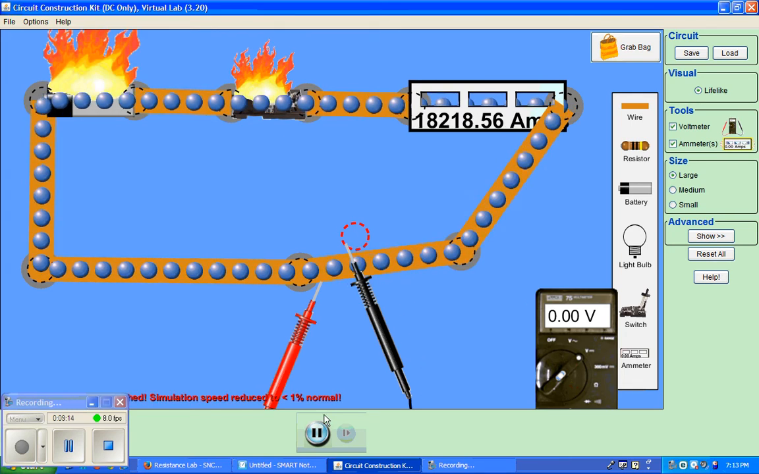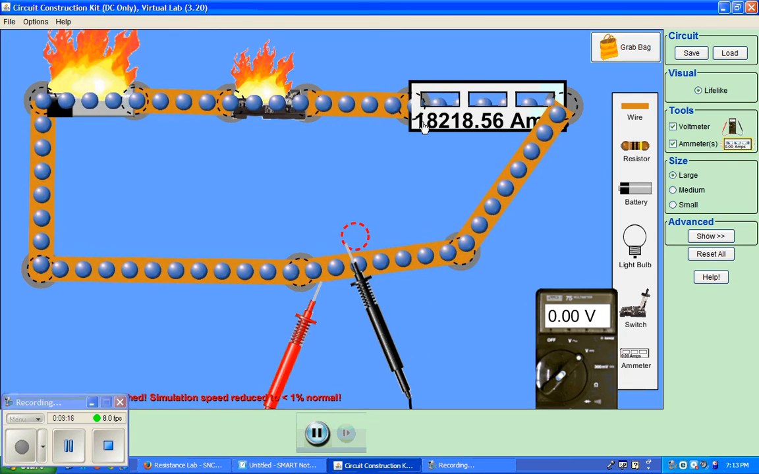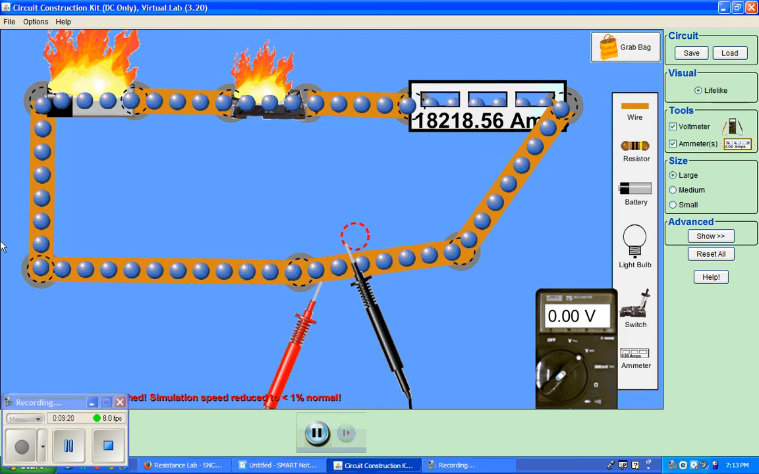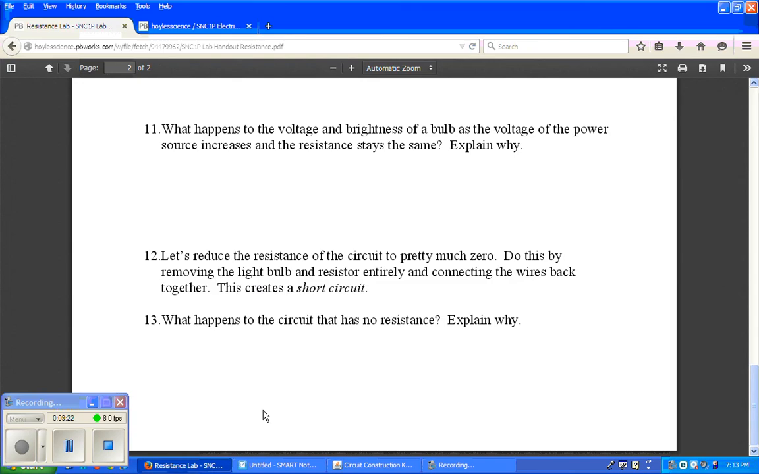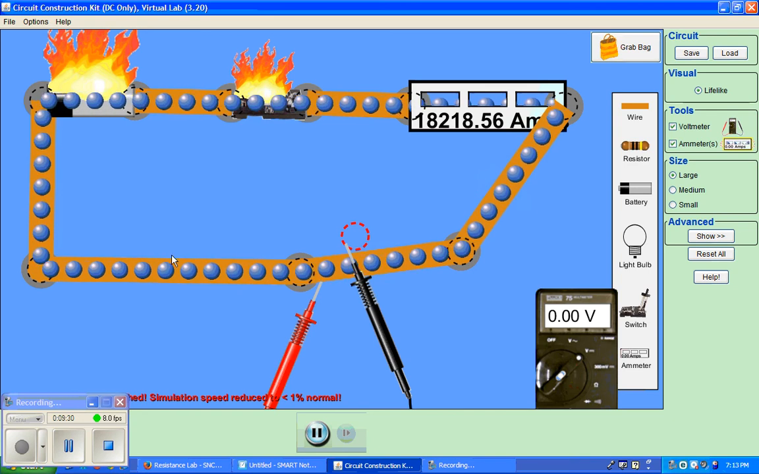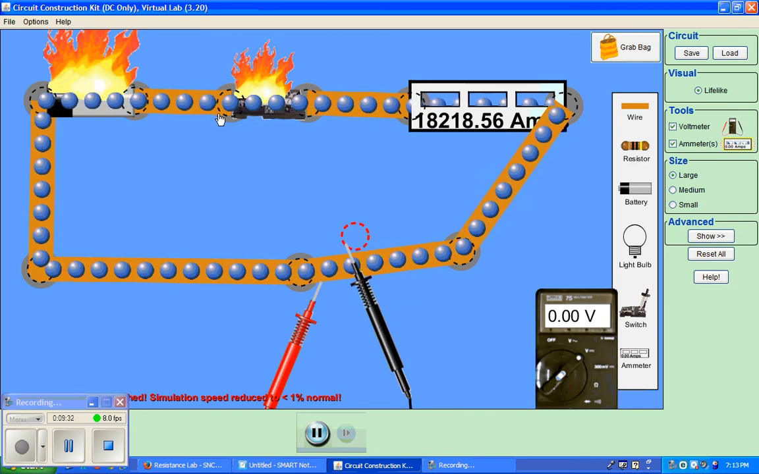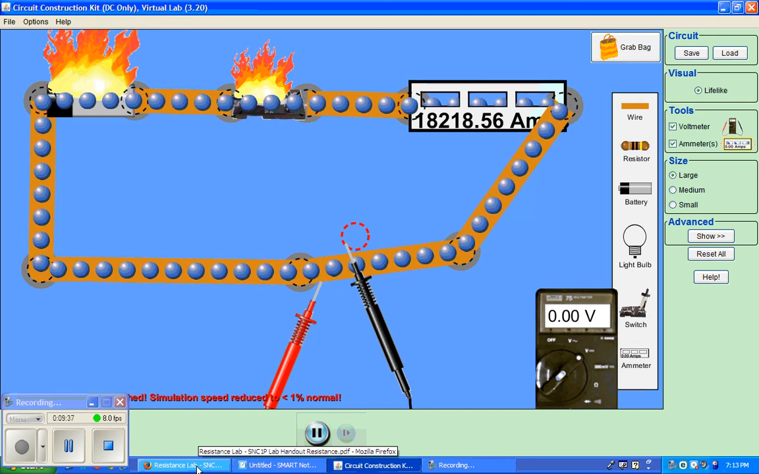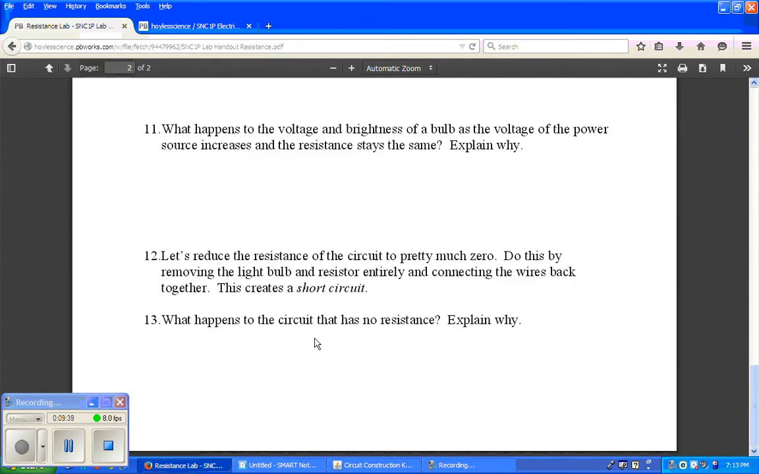Bam! Look at the current. It's enormous. The electrons are really zipping through this circuit, and now we've got some stuff on fire. Okay, so that is a short circuit. So what happens to the current when there is no resistance? Well, the current dramatically increases, things heat up, and you've got a fire hazard, as you can see right here. So you need resistance in a circuit in order for it to be safe. Okay, and we'll see you in future videos.